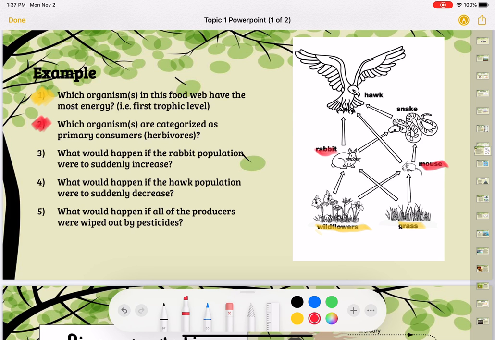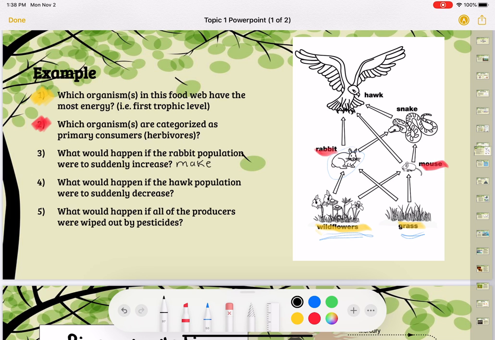What would happen if the rabbit population were suddenly to increase? So imagine the rabbit, which is right here, were to increase. So all of a sudden there's more rabbits. Well, if there's more rabbits, then there would have to be less of their food source, right? Because there's more rabbits eating. So more rabbits eating would make the grass and the wildflowers population go down. So I guess I can write that here.